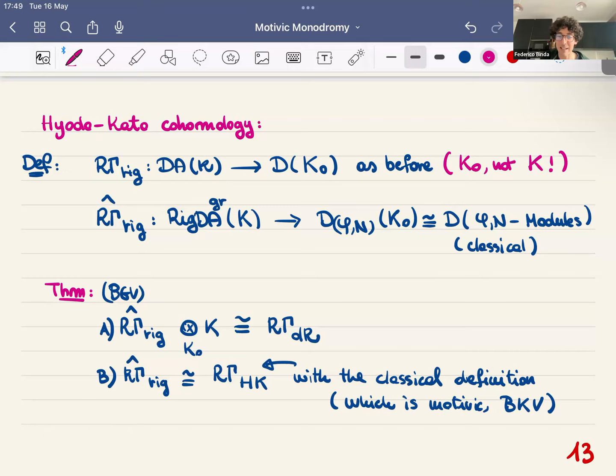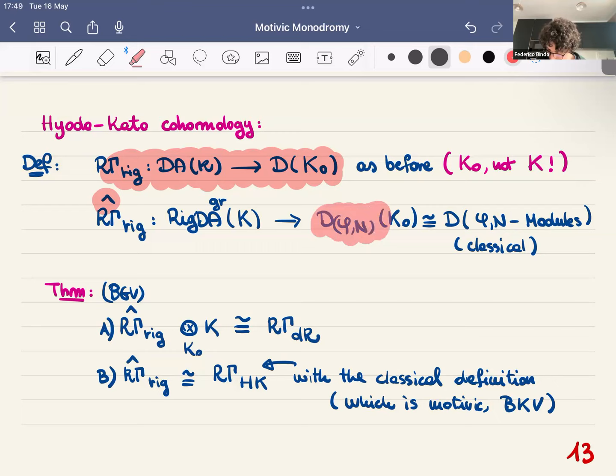As I said, I can land in D_K0, so I canonically enrich things over K0. And my hat construction, my extension, produces an object in the category of, I would say, categorical phi-N modules over K0 vector spaces. But you can actually show that this is equivalent to the derived category of the abelian category of phi-N modules. So it boils down to a certain Ext computation.